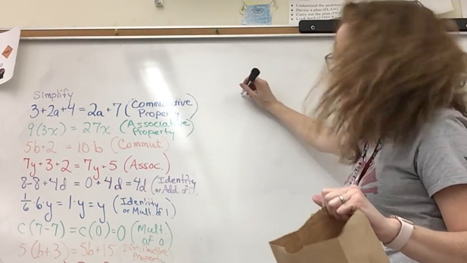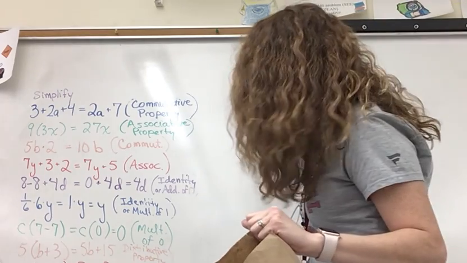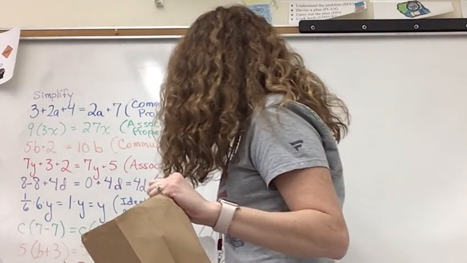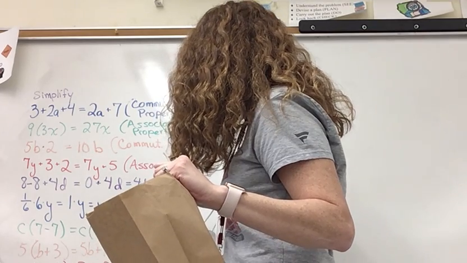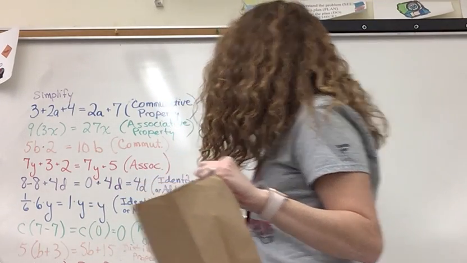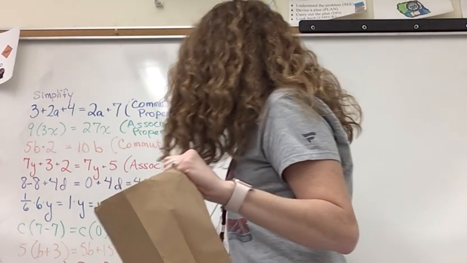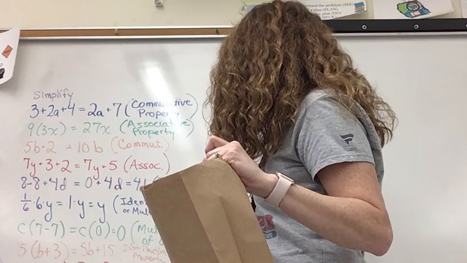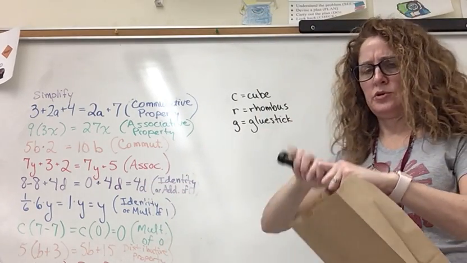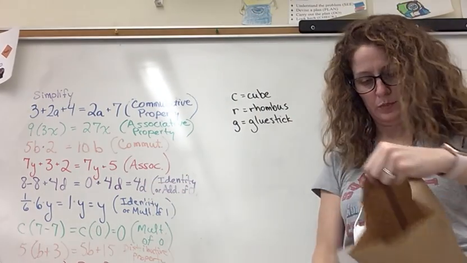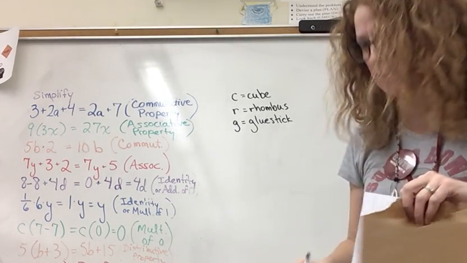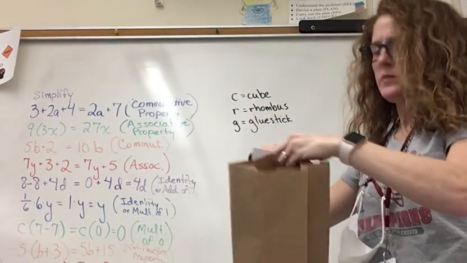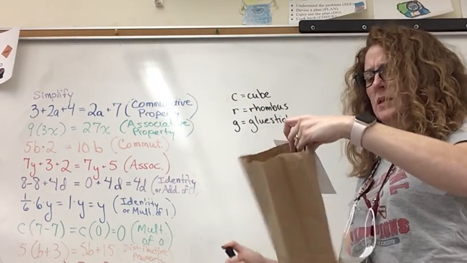So a cube, I'm going to write as a C, and a rhombus, each one will be an R, and a glue stick, each one is going to be a G. And I have pre-set up what I want to put into this currently empty bag. So, currently the bag is empty.